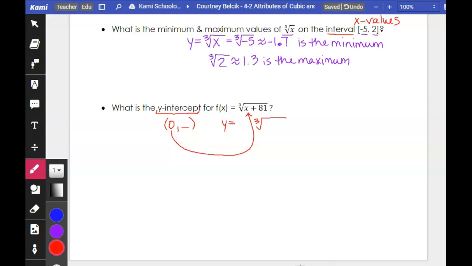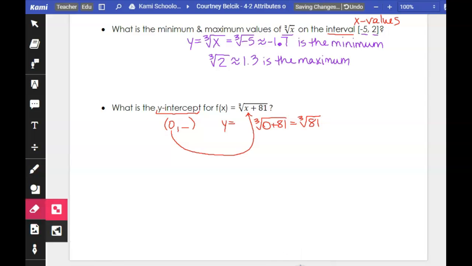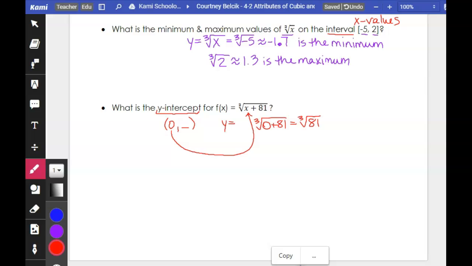So I have the cube root of 0 plus 81. Well, 0 plus 81 is just 81. And what times itself 3 times gives you 81? Well, there's not really a nice pretty answer. So if you try to cube root 81 in a calculator, you're not going to get an exact answer. You're going to get an approximate answer, a decimal. So here we are going to use our about symbol, and it's about 4.3. So our y-intercept is about 4.3 for the y value, 0 for the x value.